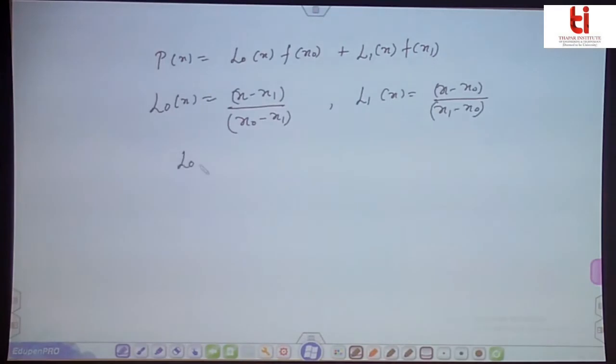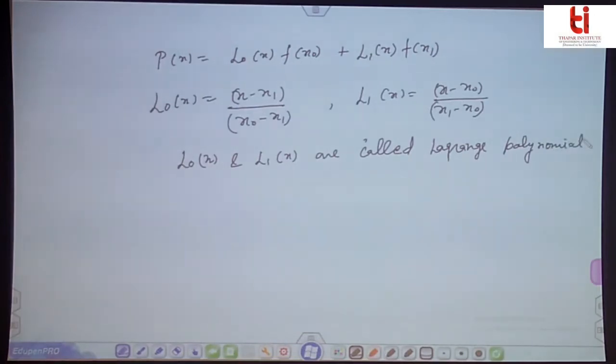These L0x and L1x, in this case, are called Lagrange interpolating polynomial, or I should say Lagrange polynomial.